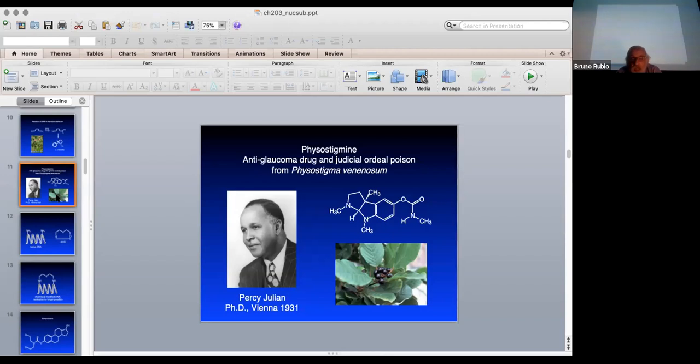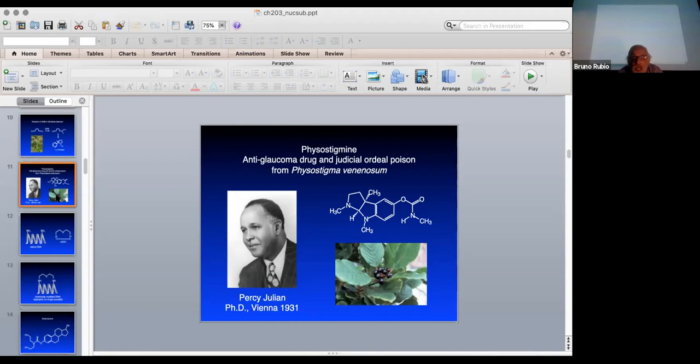functioned as the nucleophile. So this physostigmine, this is an anti-glaucoma drug, but it was discovered by Percy Julian, who is one of the pioneers in discovering medicine from natural sources like plants and animals, analyzing them, figuring out, if possible, how they work, and then synthesizing them in the laboratory. So that was one of Percy Julian's big contributions to organic chemistry. He was a pioneer in this field. And so this is a judicial ordeal poison.